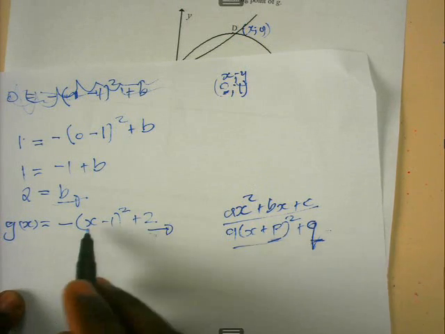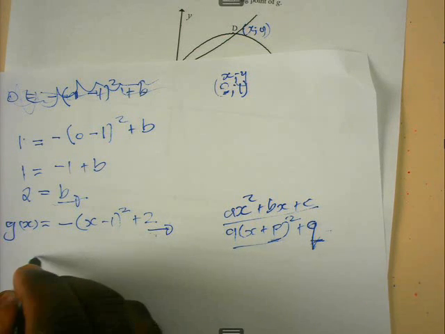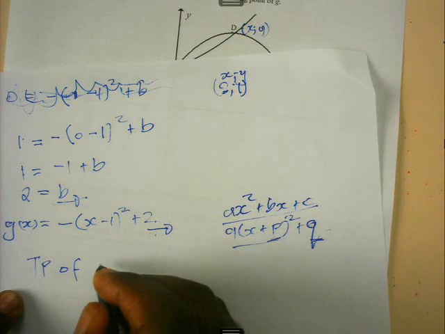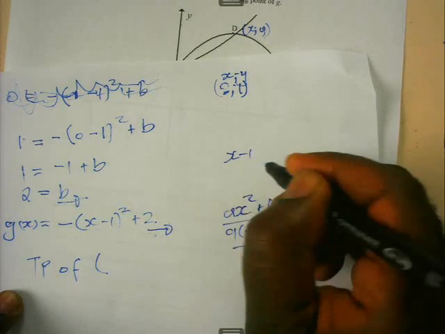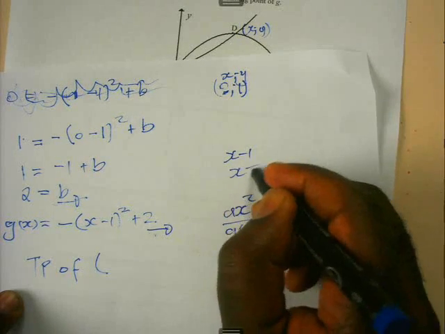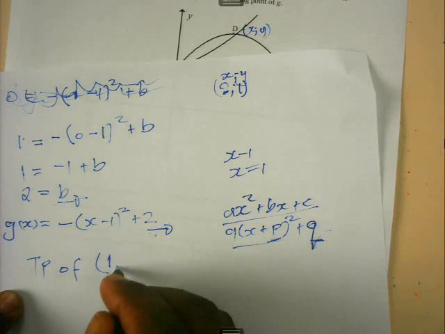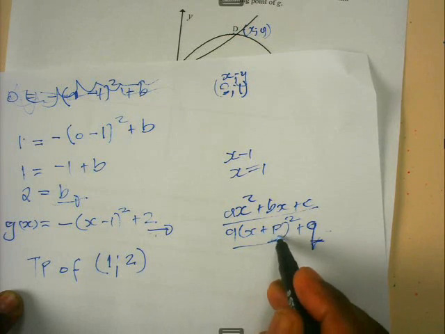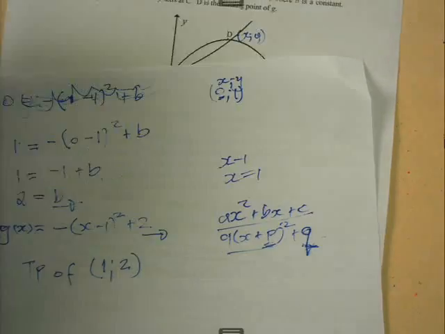So for us to determine the coordinates of the turning point, the coordinates of the turning point of g will be this one. Remember, it's written x minus 1, so when we solve for x, x is equal to 1 because we are transposing. So it's 1 and 2, which are the values of p and q. So that is how we answer 5.2.